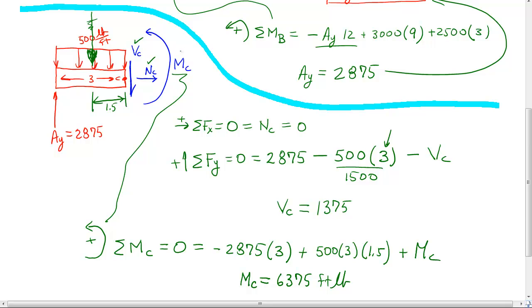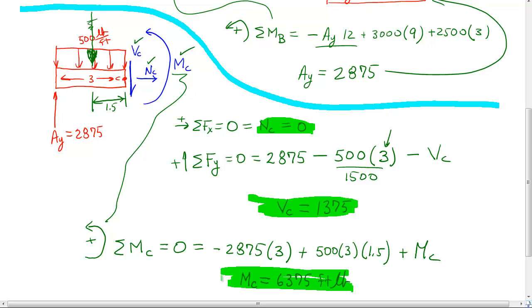So in fact we figured each one of these out. So the answer to the first one, 0. Answer to the second one, 1375 pounds. Answer to the moment, 6375. These are the internal loads in that beam at point C.